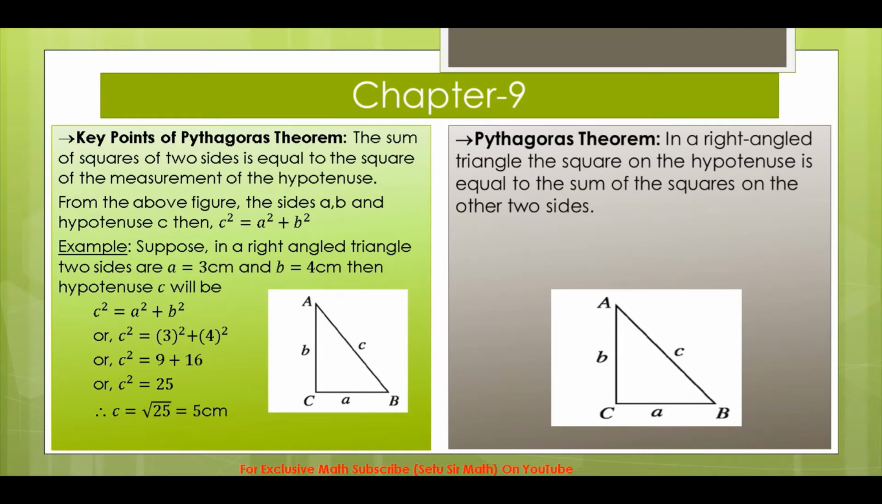Now, the Pythagoras theorem: in a right angle triangle, the square on the hypotenuse is equal to the sum of the squares on the two other sides. That means this statement and the earlier one are the same. This Pythagoras theorem has been proved by various methods.